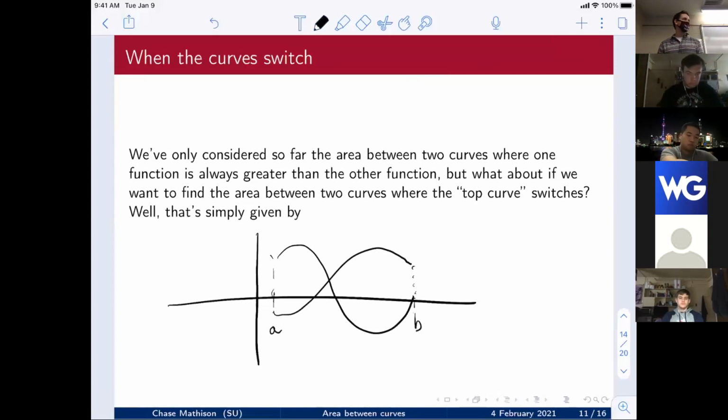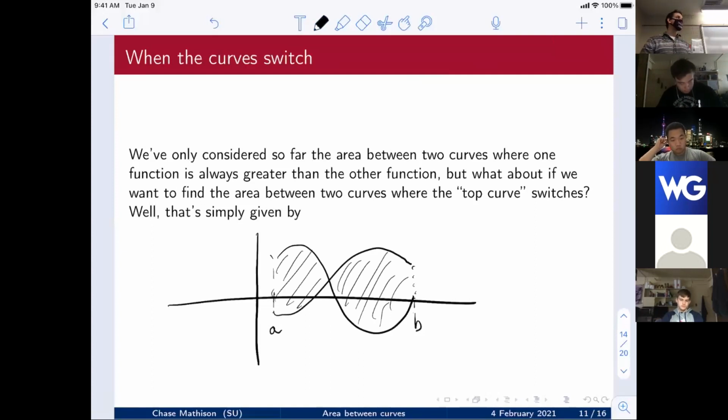You could have something like this, right? Sines and cosines do this. They switch back and forth between each other. I could still want to find the area between these two. And again, when I say the area bounded by these curves, I don't mean the signed area. I mean the actual area, viewing this as a shape. So that needs to be positive. So how would I do that?